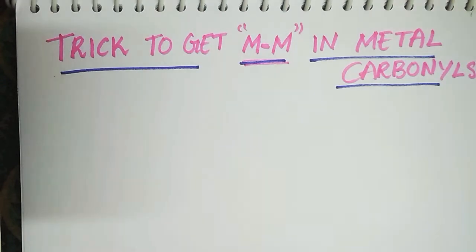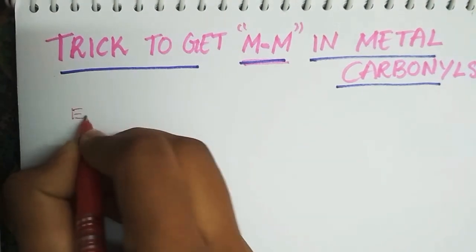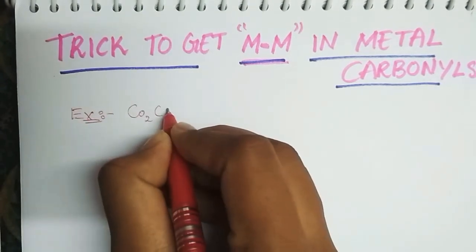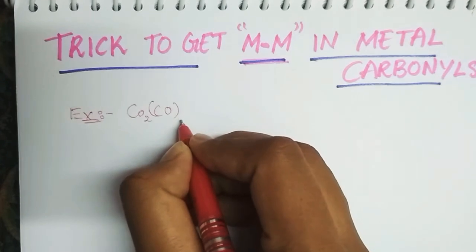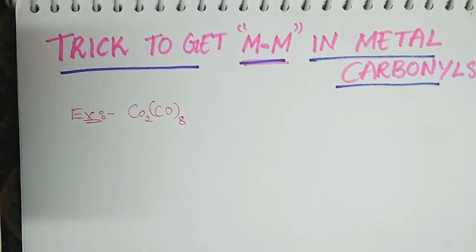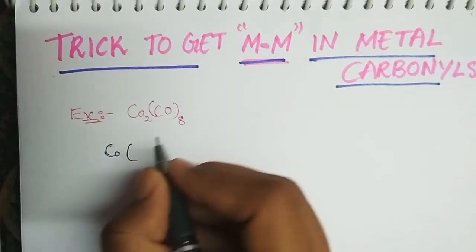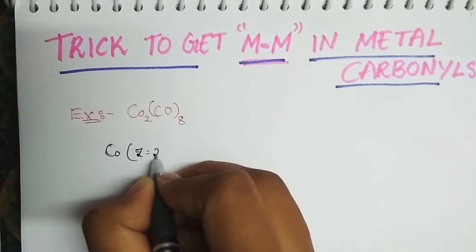So first of all, example 1. Cobalt carbonyl. Let us see how many metal bonds are present in this metal carbonyl. First of all, we have to know the atomic number of cobalt. What is the atomic number of cobalt? 27.